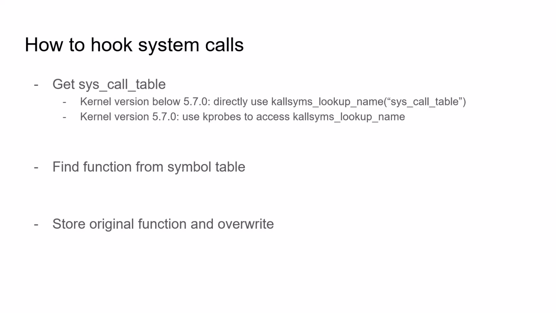Then we find the syscall from the syscall table. Each syscall has a predefined slot in the table's array. So by looking at the reference, we can find the correct index for our syscall. Then we store the original syscall function somewhere so we can revert it back if need be, and point the table's index to our new function.